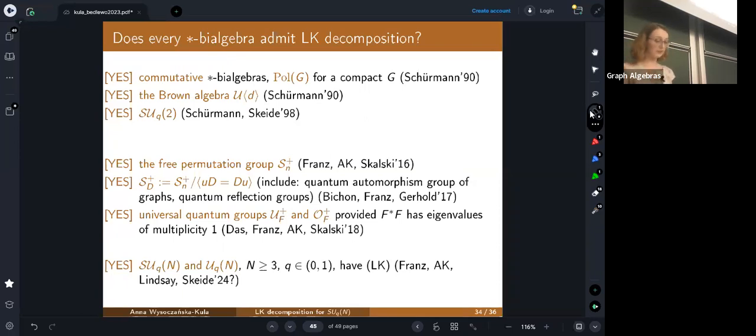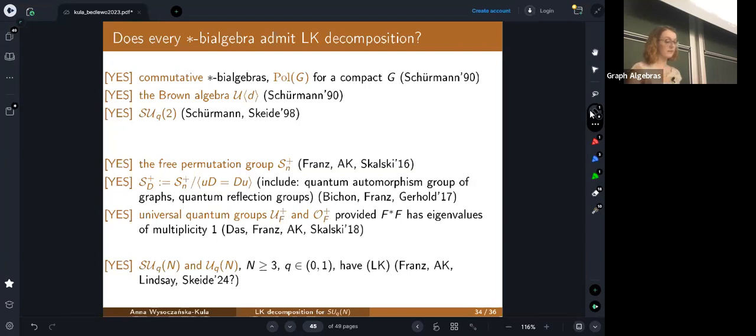do admit the Lévy-Khintchine decomposition. So, of course, all commutative bialgebras, that was the first result proved already by Schürmann, but he also generalized it. He also showed that the so-called Brown algebra has this property. Brown algebra is almost like a unitary quantum group, except this is just a semigroup with no antipode. And then the result for SUQ2 was shown in 1998 by Schürmann, as I mentioned.